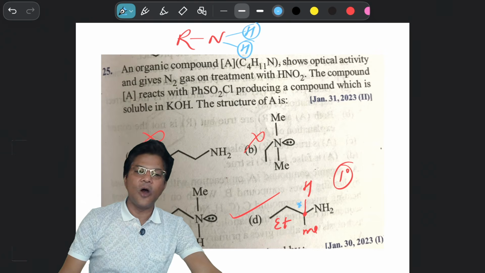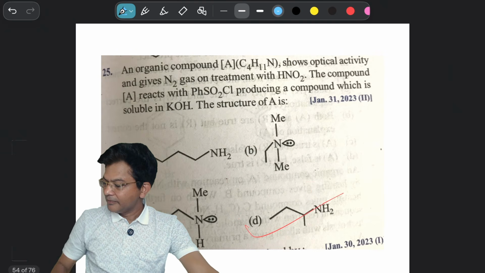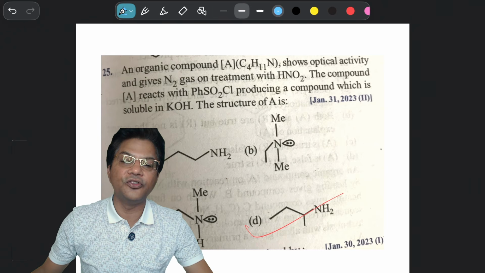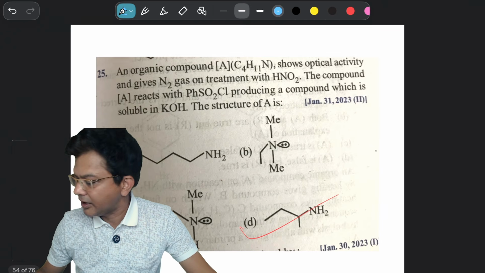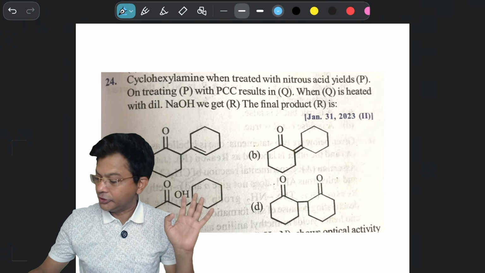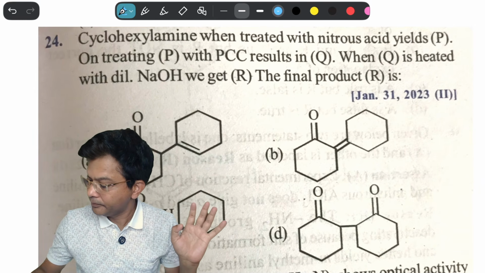Now, let's see the answer. Yay, HSP, you have given the correct answer. This is for January 31 JEE Mains. Second question. Once again, big question. So read it out properly.